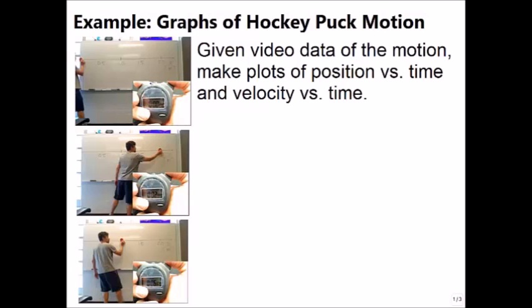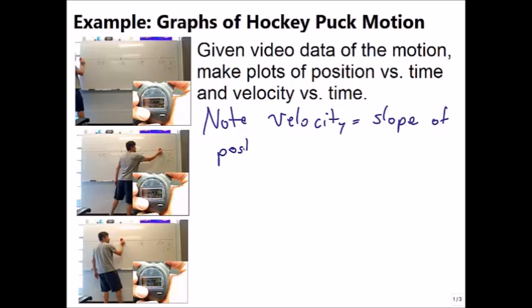Okay, so here I have 3 screenshots of the video that you just saw. One at 0 seconds, one that says 2.99 seconds when he's up at 2 meters, and then 6.60 seconds, when he's back at 1. Given this video data, we want to make plots of position versus time and velocity versus time. We'll note here that velocity, v, is equal to the slope of a position versus time graph. So once we make the position versus time graph, we can take the slope, rise over run, and compute the velocity versus time graph.